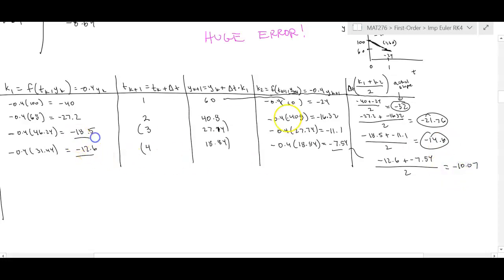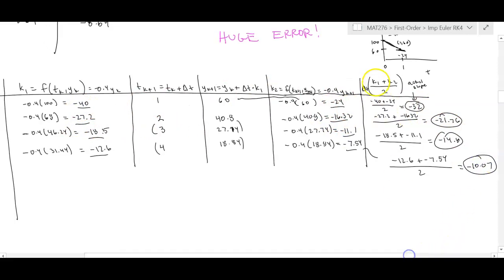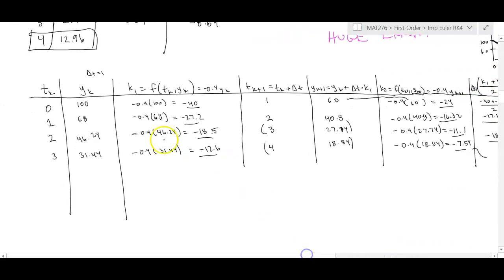Okay, so keep in mind, we're always averaging the two slopes in each of these last lines to get our ultimate slope. We're just multiplying by 1 because our step size is 1, which is why we're just adding the negative 10.07 to the 31.44. So 31.44 plus negative 10.07. And the reason you're hearing me say plus is because we're adding a negative, so we are subtracting, but we're always adding the slope. And at time 4, we get an estimate of 21.37. And that is our final answer here as our estimate.